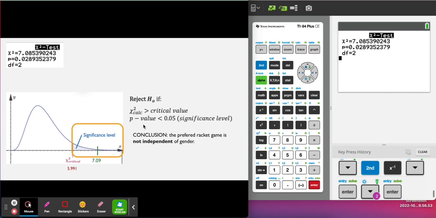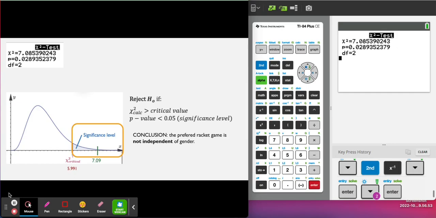Now we could have also used the p-value to calculate this. Remember, we're doing a 5% level of significance, so the p-value we calculated was 0.0289, and this is in fact smaller than 0.05. So both of these together are reaching the conclusion that we're rejecting the null hypothesis. Once we reject the null, that means that we are accepting the alternative. So we're accepting that the preferred racket game is not independent of gender, or in another way, they're dependent to each other.